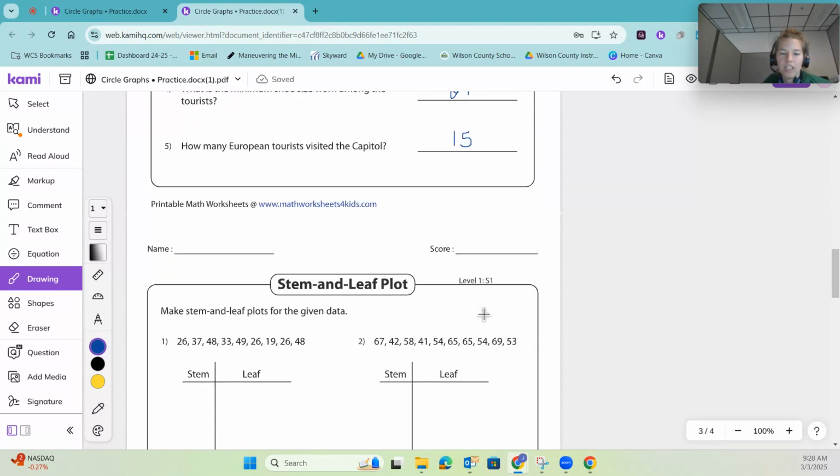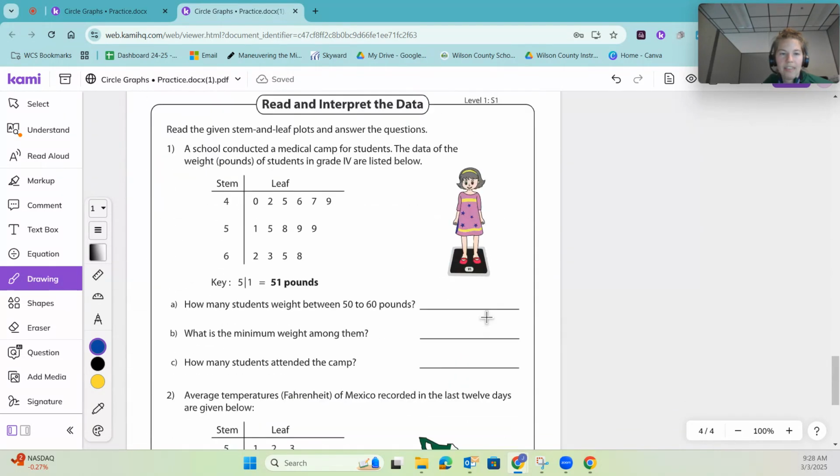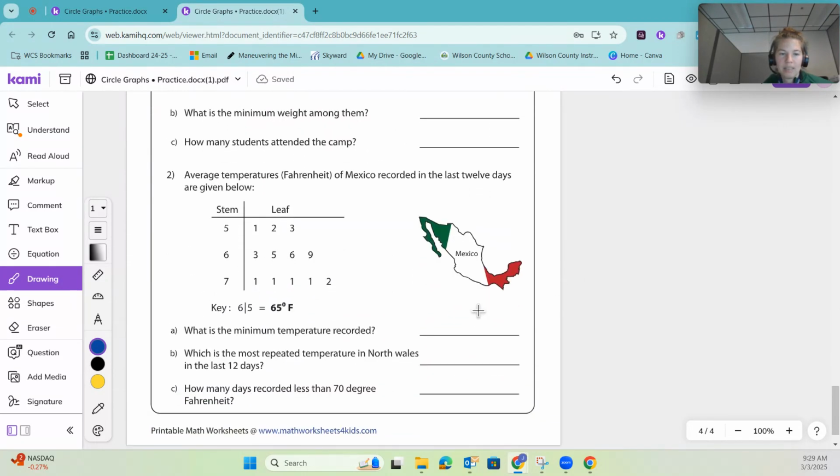Okay, so here are several where you can try to create your own stem and leaf plots. And then here are some where you can take a look at an already created stem and leaf plot and analyze some data about it.